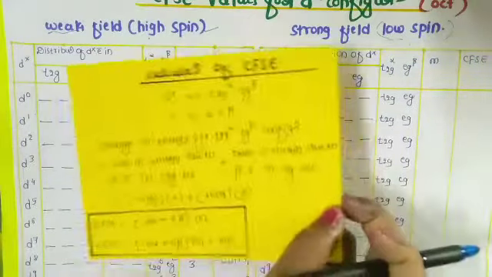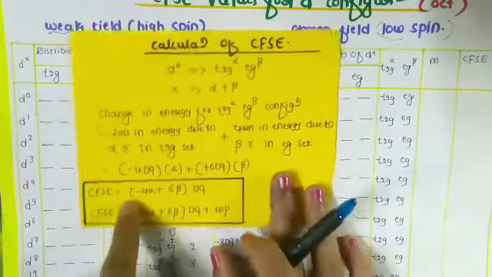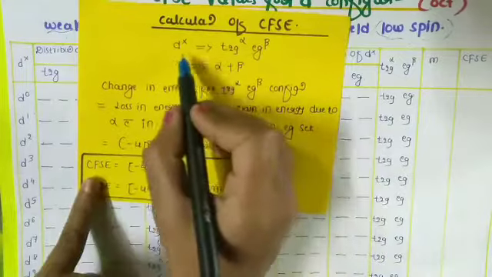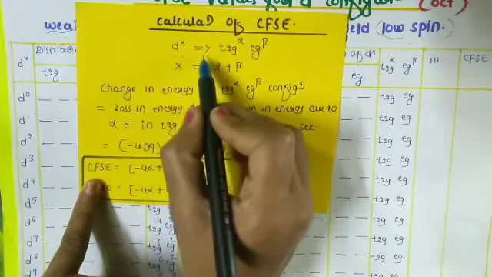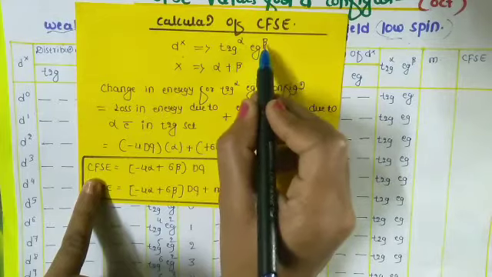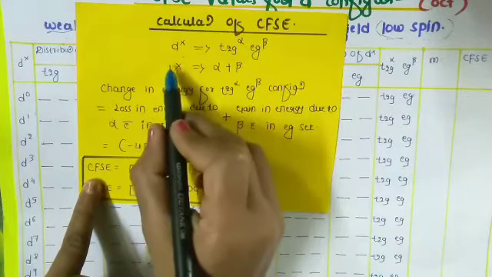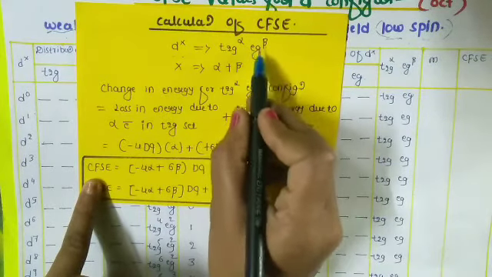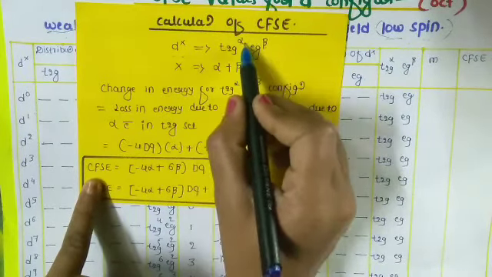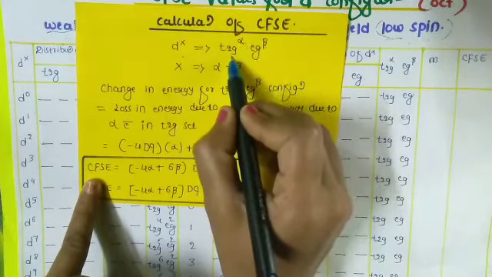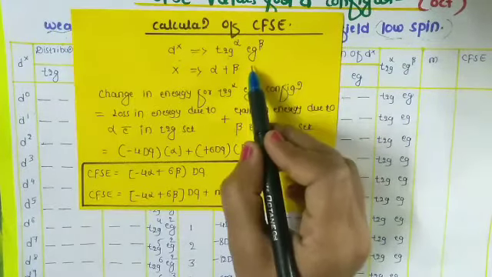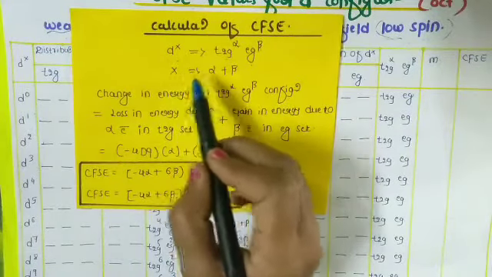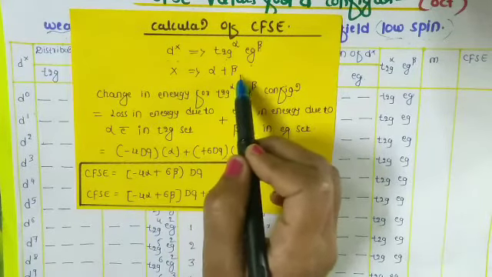Now, how to calculate the crystal field stabilization energy? Here the formula is there. Consider the dx ion containing T2g alpha and Eg beta configuration, in which alpha is the number of electrons present in the T2g set and beta is the number of electrons present in the Eg set. Therefore x is given by alpha plus beta.